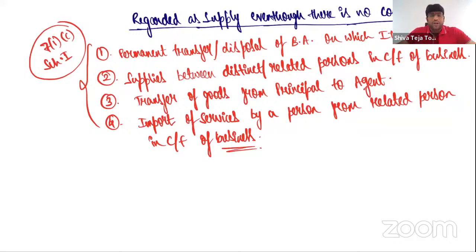So friends, 7.1c read with Schedule 1. What is the story, my dear friends? There are 4 interesting points which are regarded as supply, even though there is no consideration. What are the 4 points? First one, permanent transfer or disposal of business asset on which ITC is claimed. Second, supply between distinct or related persons in the course or furtherance of business. Third, transfer of goods from principal to agent. Fourth one, import of services by a person from a related person in the course or furtherance of business. I hope we are getting clarity on this point. Which section is all this? 7.1c read with Schedule 1.